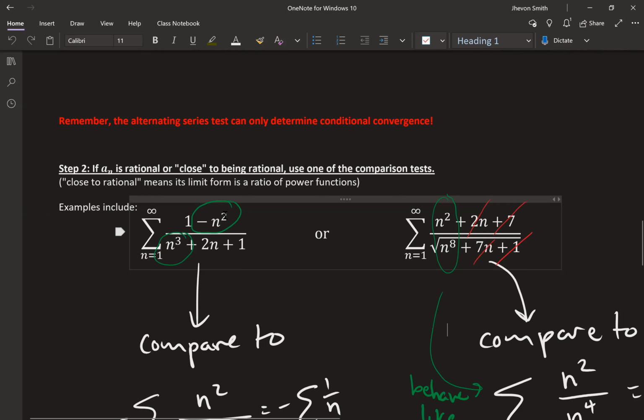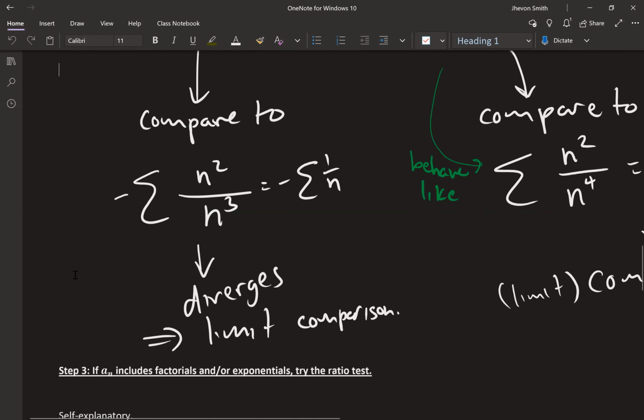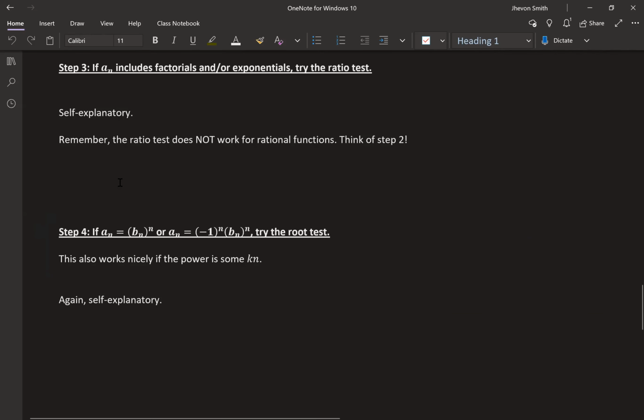Ratio test is a bad idea in this scenario. A ratio test will always be inconclusive for rational functions. The same can be said of the root test. The root test is going to be useful if you see some mumbo jumbo raised to the nth power or to some constant times n power, because that test allows you to take the nth root and get rid of the power, which is a lot more convenient in general.